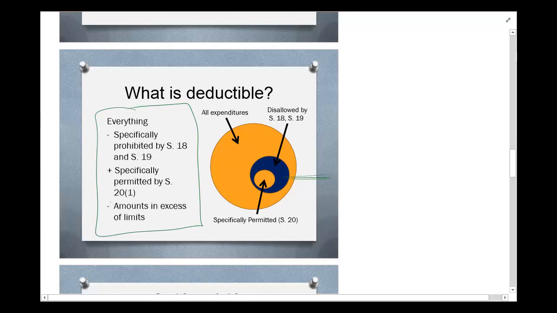And then there's also this important thing, amounts in excess of limits. So we will cap, we will say, yeah, it's deductible, but only up to this point, and we'll meet a few of those.